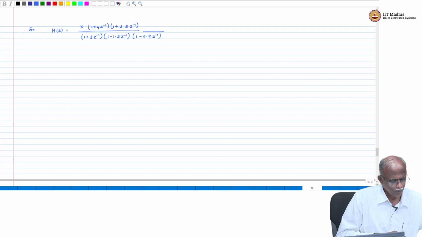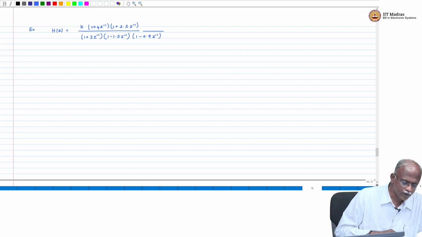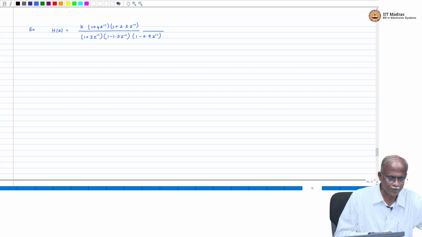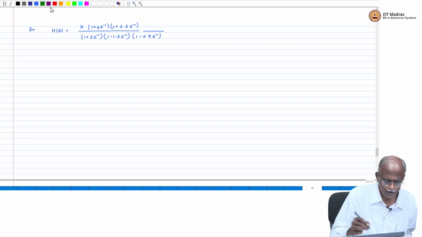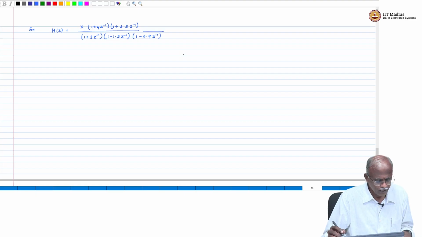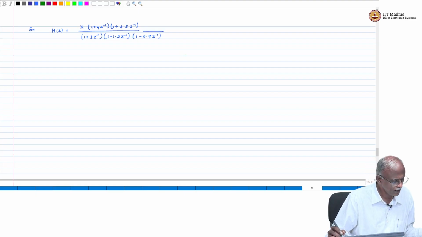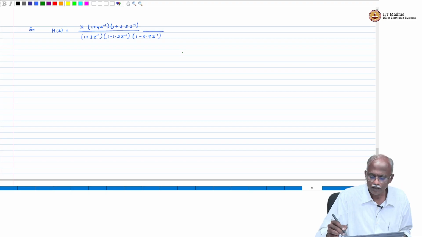Okay, I hope you are looking at this particular aspect and are able to write down or look at the expression. First, I want to look at the poles and zeros. It's always a good idea to start off by looking at the poles and zeros. Where are the zeros? Zeros are the zeros of the numerator polynomial.